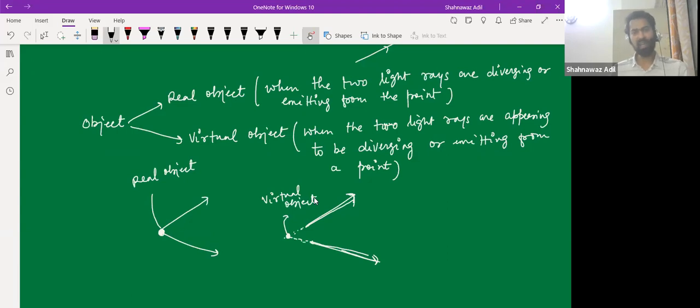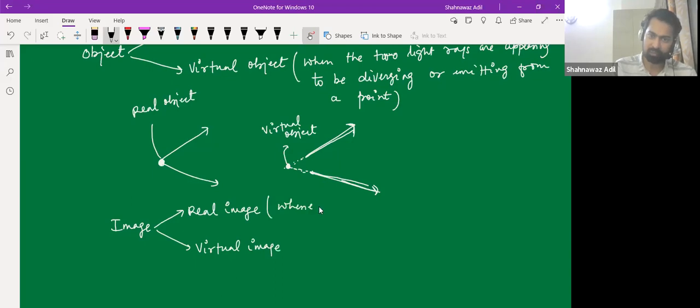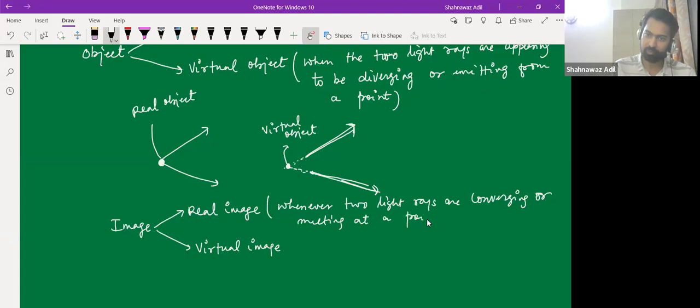Okay. And then we have this image. So image is also of two types. One is this real image, and the other one is this virtual image. So whenever two light rays are converging or meeting at a point, then that would be called a real image, right?